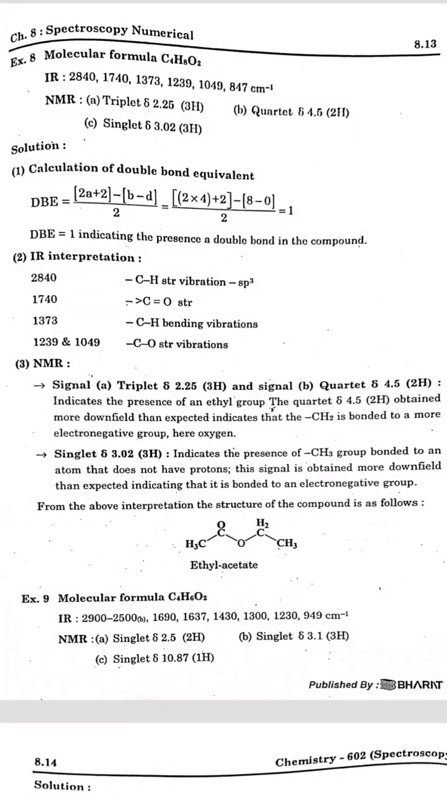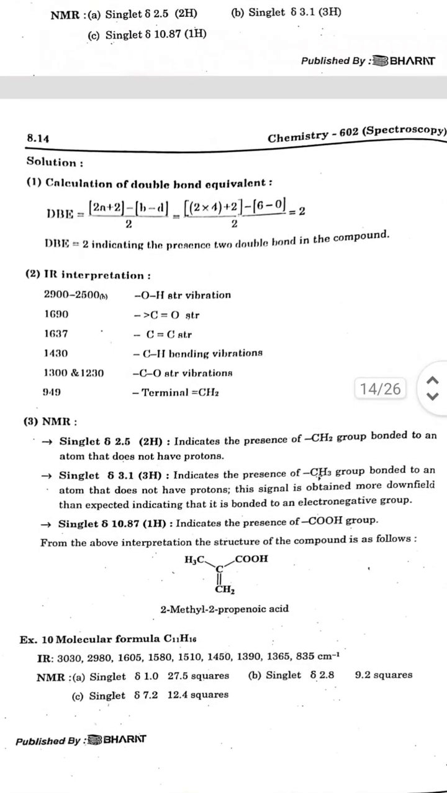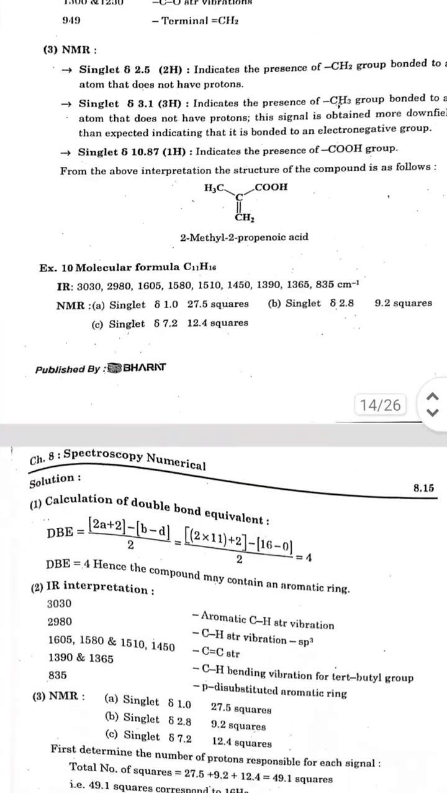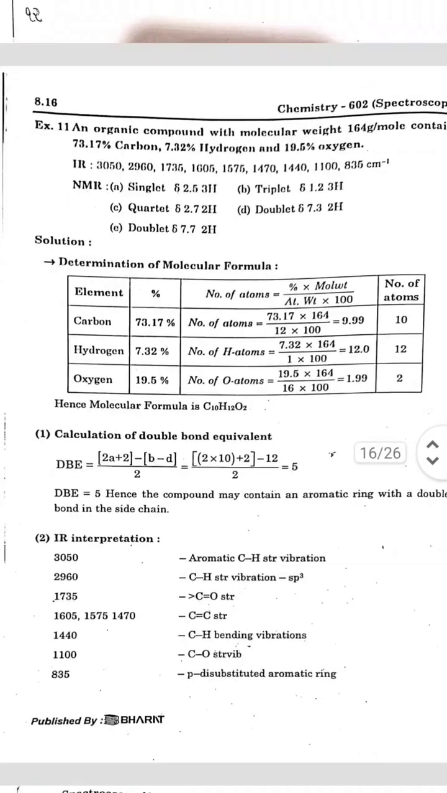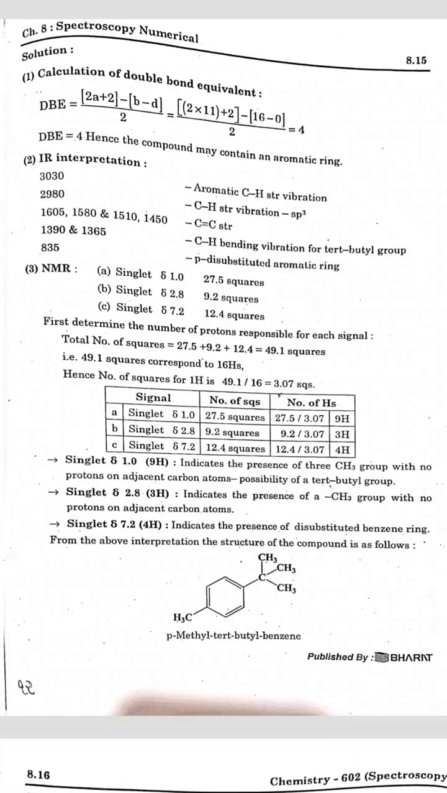All the solutions are given in this notebook, so I can share with you. C4H10O2. Okay, this is ethyl acetate. And example number 9 is C4H6O2. Here it is 2-methyl 2-propenoic acid. Example number 10, molecular formula C11H16. Here it's para-methyl tertiary butyl benzene.